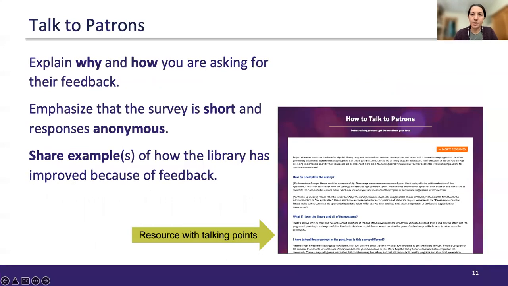In general, it's important to clearly communicate why and how you are asking patrons for feedback and how those responses will be used. It can also be helpful to emphasize that the survey is short and responses remain anonymous. Sharing examples of how the library has made improvements based on feedback can also encourage participation because patrons will know that their responses are actually used. In the Project Outcome resources, you'll find a resource titled How to Talk to Patrons that has more talking points and FAQs that you can use to help address the sorts of questions your patrons may ask.